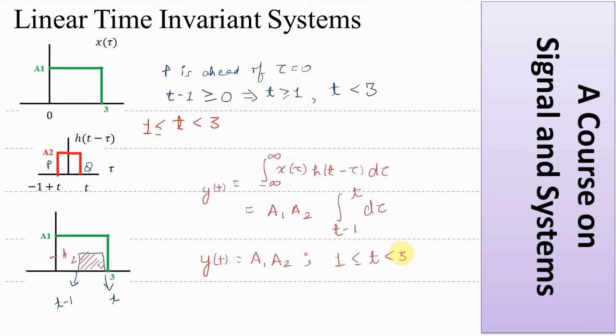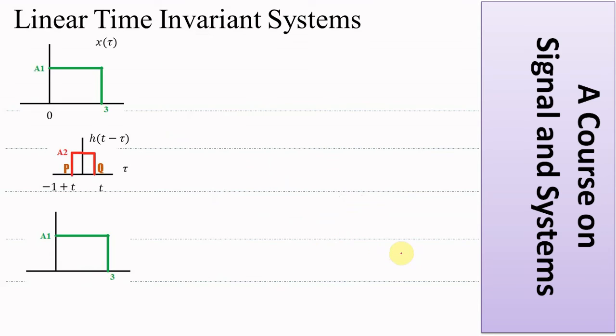Now we go on and see another case. This case is when q is ahead of 3, but p is still behind 3. So when I'm saying 3, I mean this. So I have this plot x of tau. I will also plot h of t minus tau here.